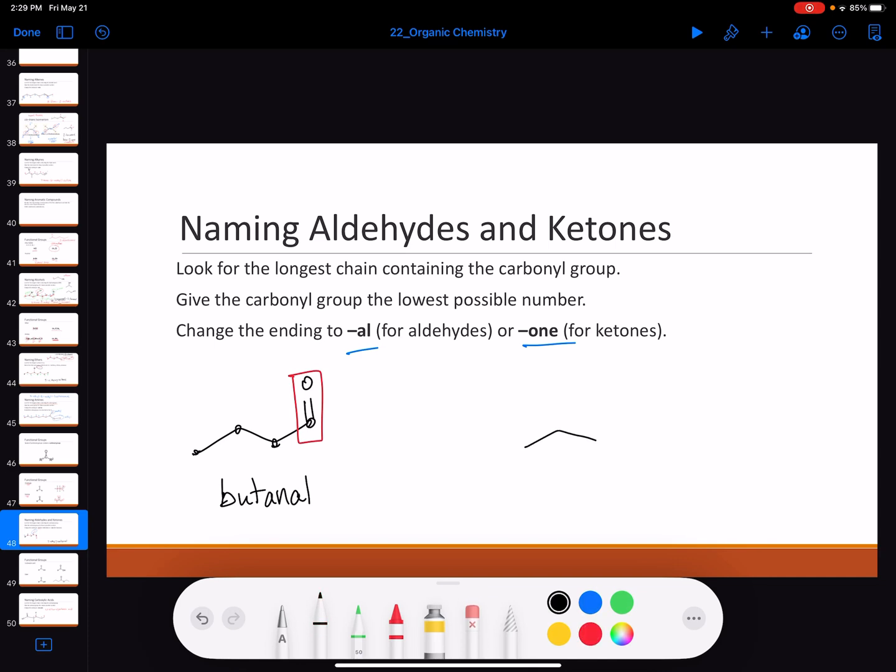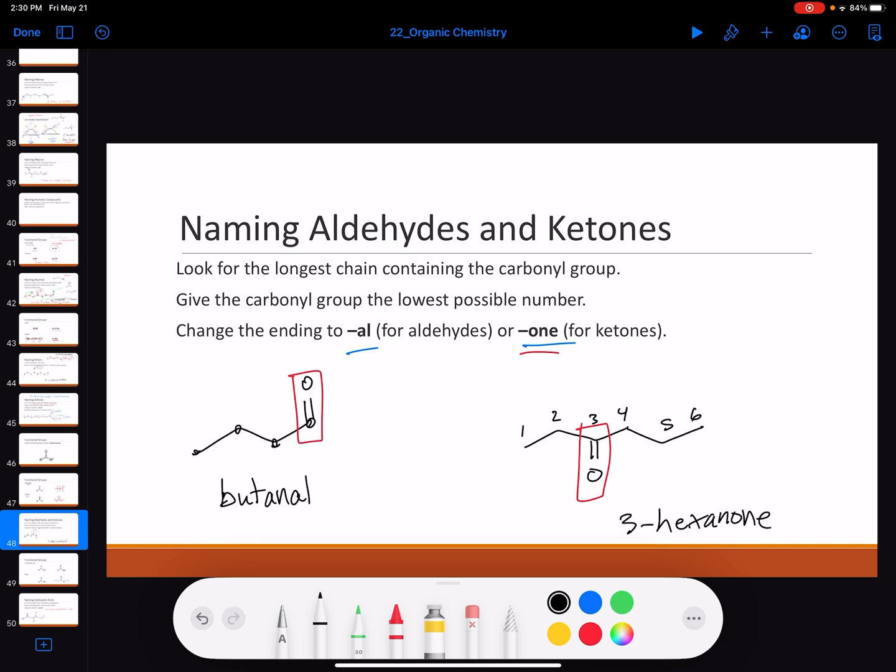What if, on the other hand, I had something like this one? In this case, here's my carbonyl. That carbonyl is not at the end of the molecule, so it's not an aldehyde, it's actually a ketone. So I would say this is 1, 2, 3, 4, 5, 6. So that would be hexane. Technically, it would be hexanone, because it's a ketone. And it would be 3-hexanone.